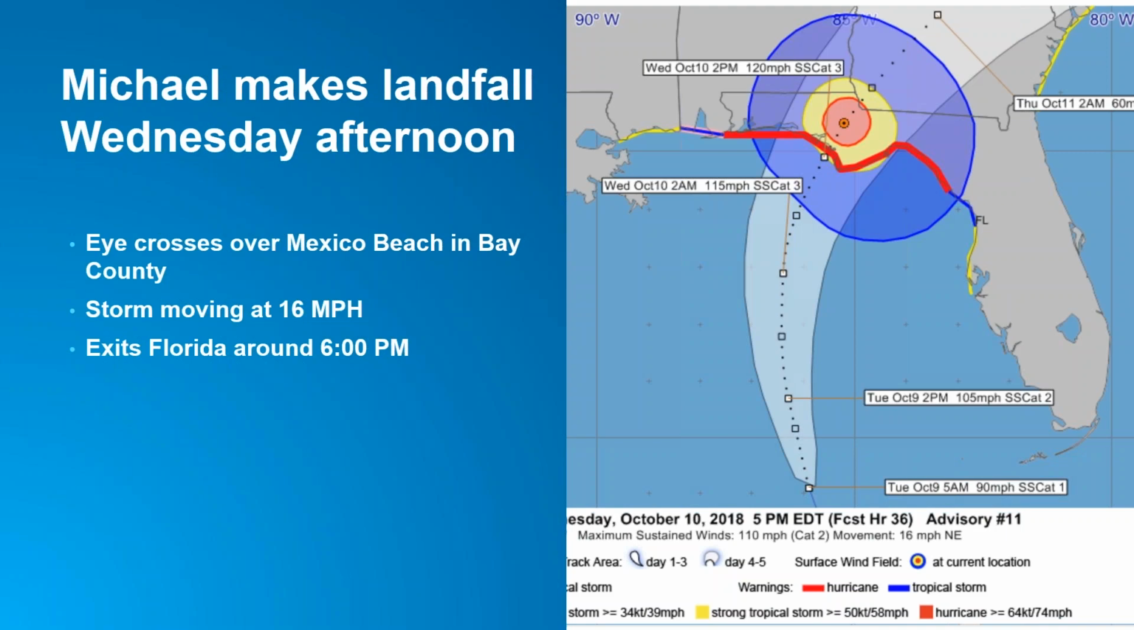The strength of this storm was amazing, and its forward speed was a benefit to us because it moved through the state relatively quickly. So around 6 p.m., from my calculations, it was exiting the state of Florida. Still, I think, a Category 2, if I'm not mistaken. Category 1 or Category 2 is based on how close you were to the eye.